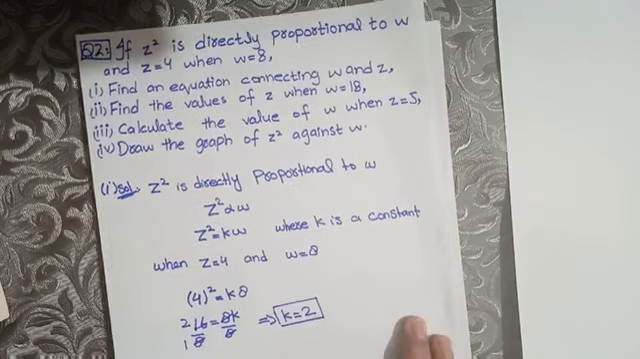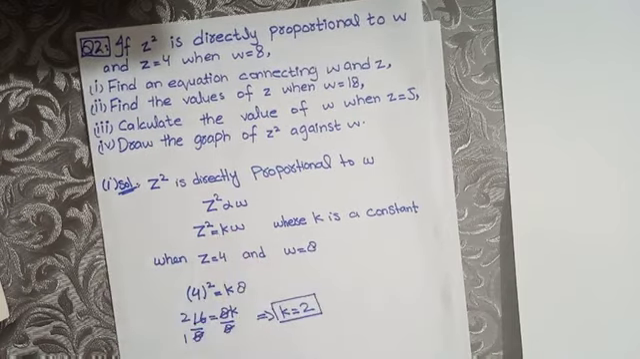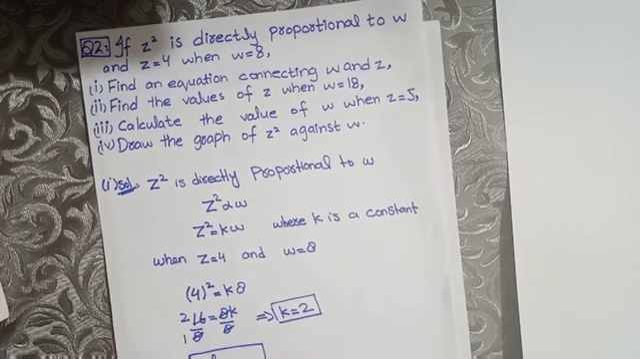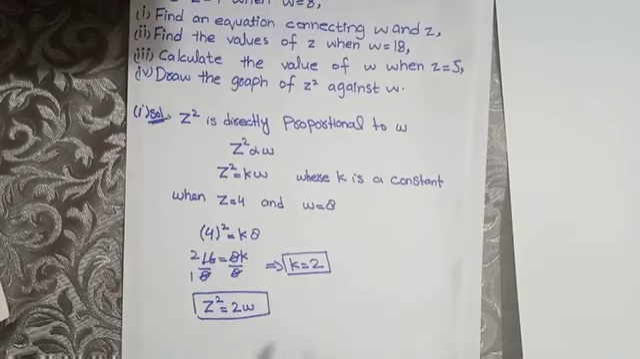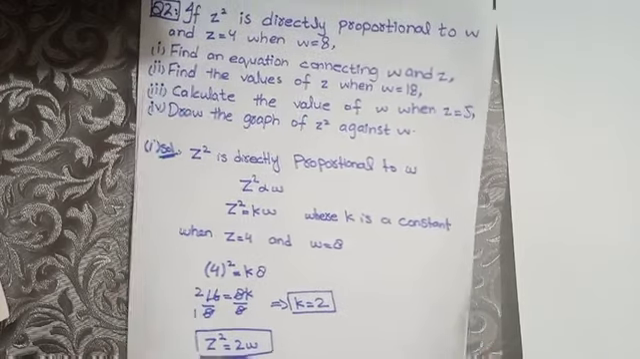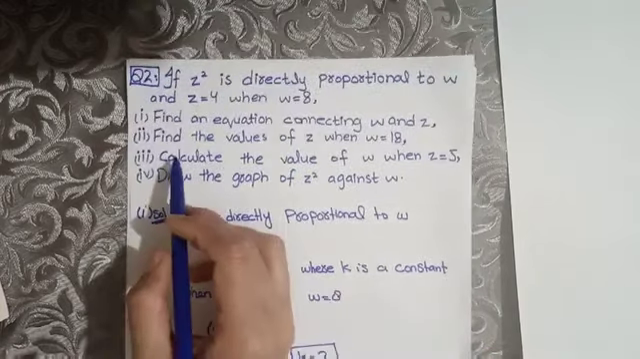Now putting the value of k in that equation, z square is equal to k w, which is 2w. So z square is equal to 2w. We'll use that equation in all parts of this question. Now we are going to solve the second part of this question.